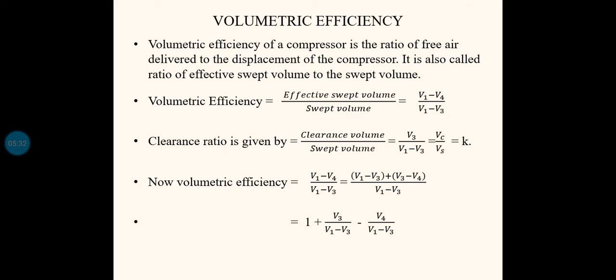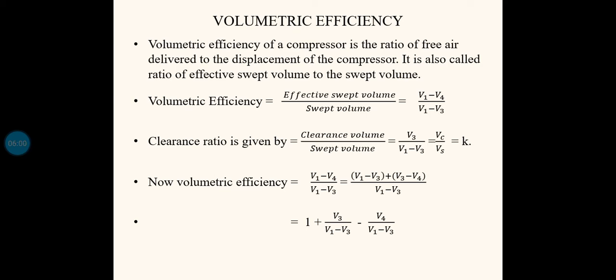Now next one is volumetric efficiency. Volumetric efficiency of a compressor is the ratio of the free air delivered to the displacement of the compressor. It is also called the ratio of effective swept volume to the swept volume. So this is the well-known expression for the volumetric efficiency, that is volumetric efficiency equal to effective swept volume divided by the swept volume.